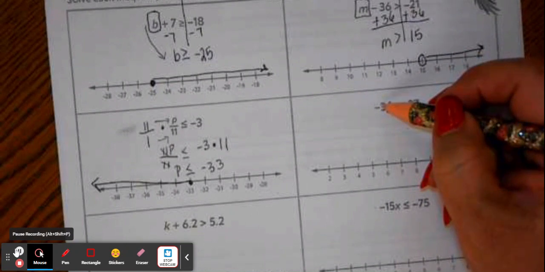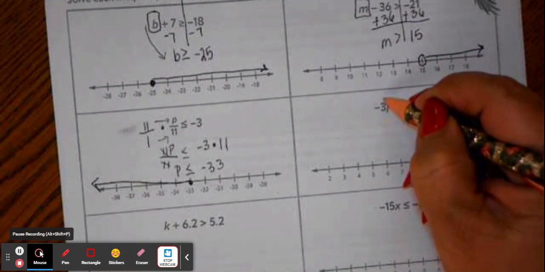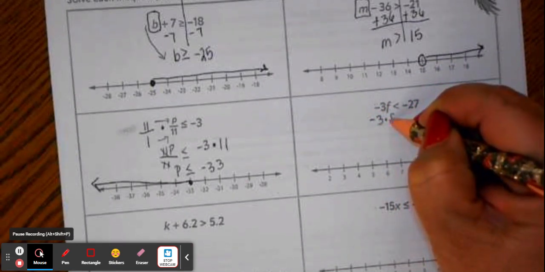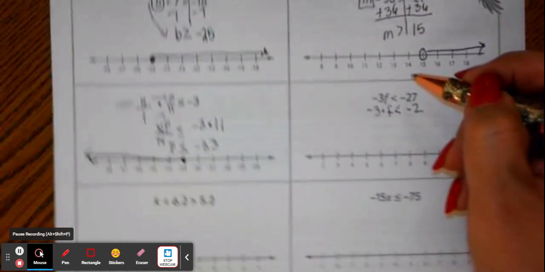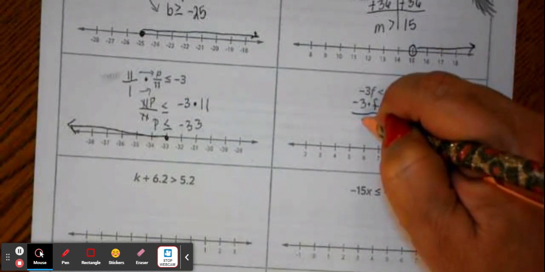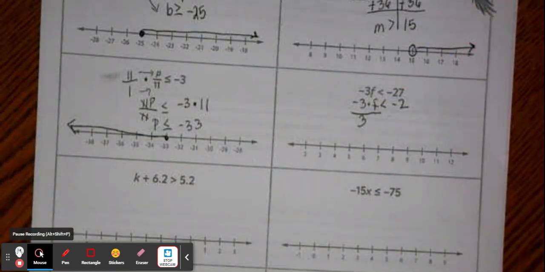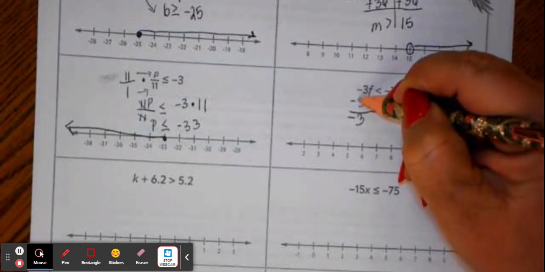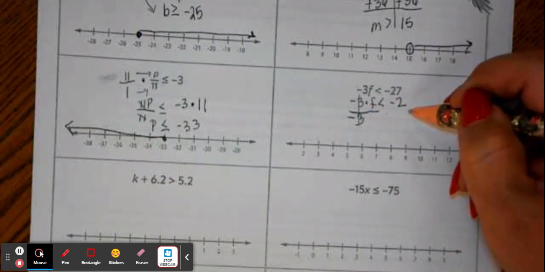All right, now I have negative 3f is less than negative 27. This is the same thing as negative 3 times f is less than negative 27. Since I'm multiplying, I can divide that out, and dividing, there's my dividing bar, which means it's just going to be right over each other. So here it's a negative 3 over a negative 3. They're going to cancel each other out.